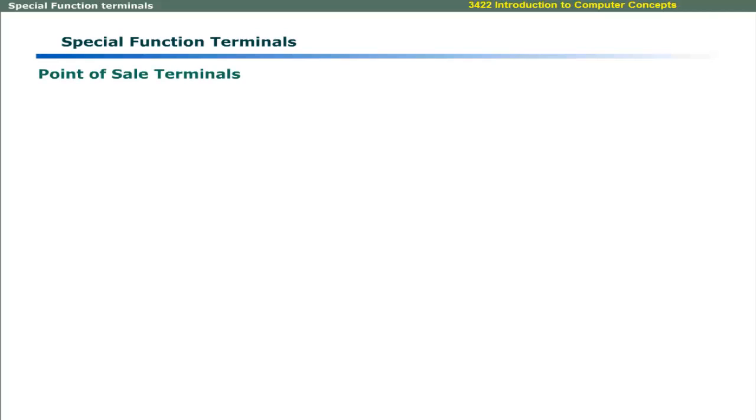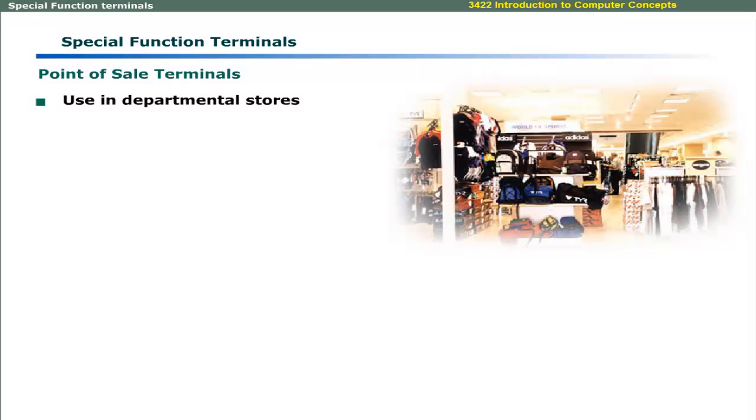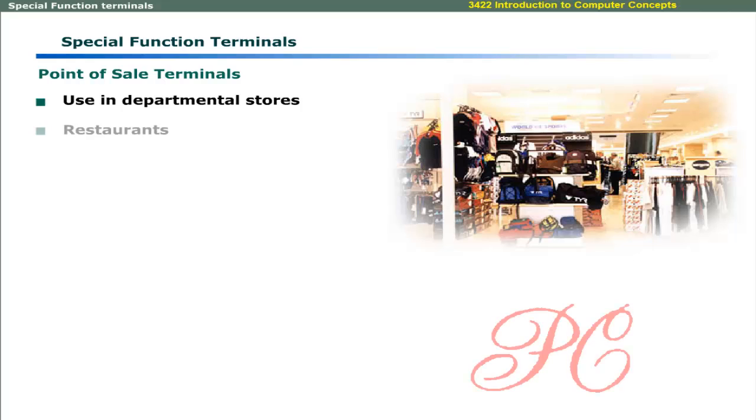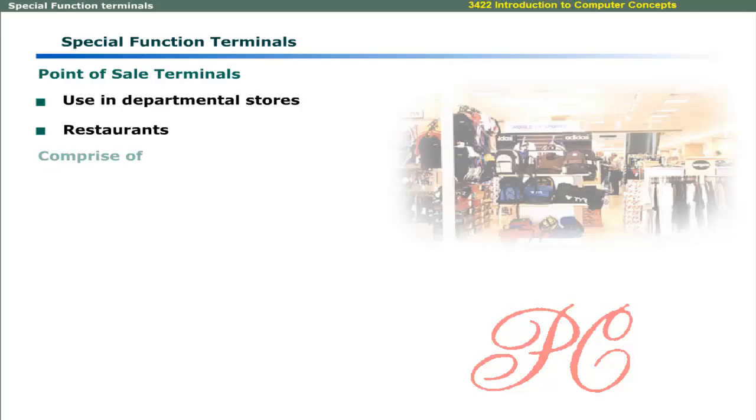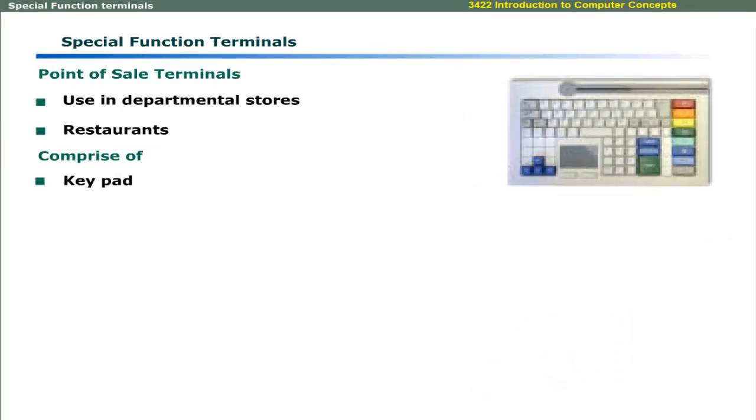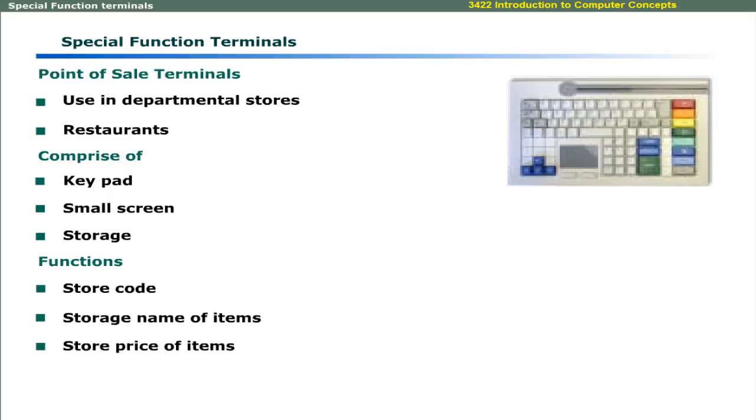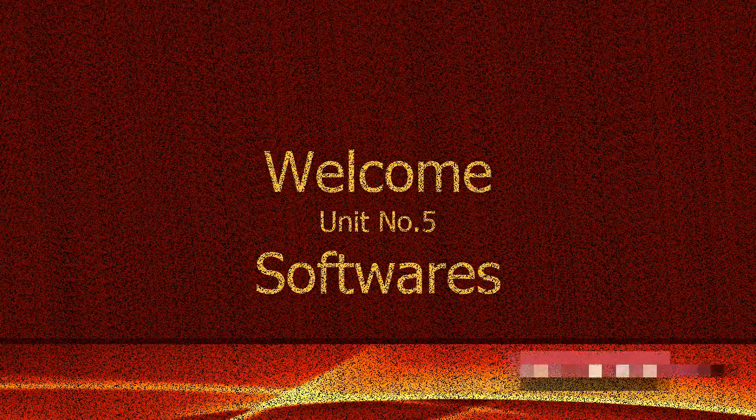Point-of-sale terminals are used in large departmental stores, restaurants, and at other locations. These have a keypad, a printing area, a small screen, and a storage facility to store the code, name, and price of the items. These print correct prices.